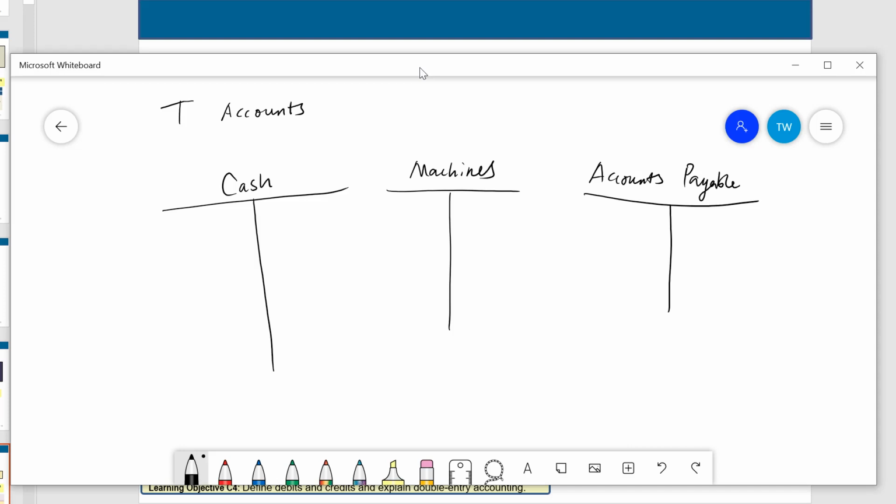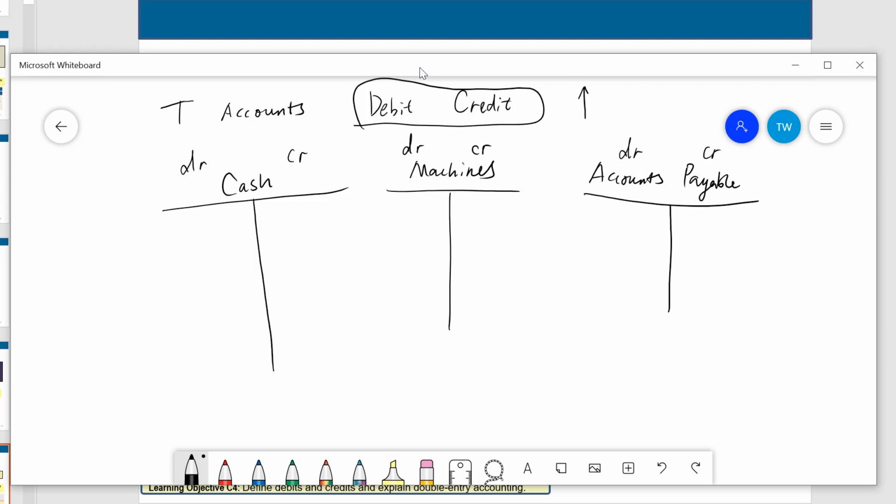Now, on each of these T accounts, the left-hand side is the debit side. Let me write it out. Debit. Okay. Credit. So the left-hand side is the debit side. The right-hand side is the credit side. So for machines, it's the same, debit, credit. Accounts payable, same thing, debit, credit. And we're going to use different sides of the T account to show increases and decreases.